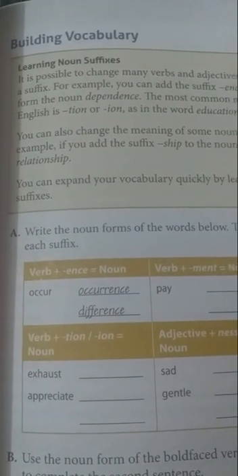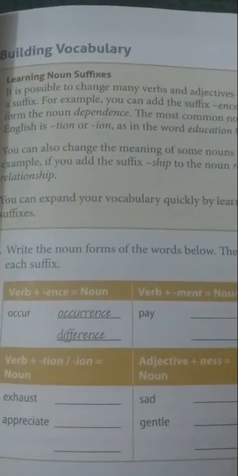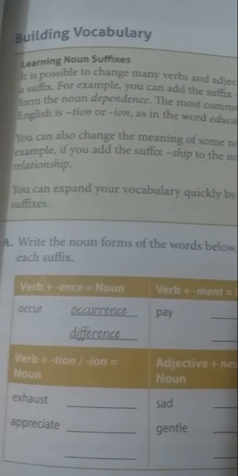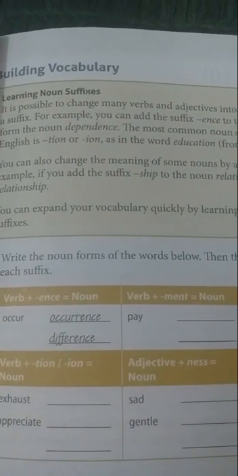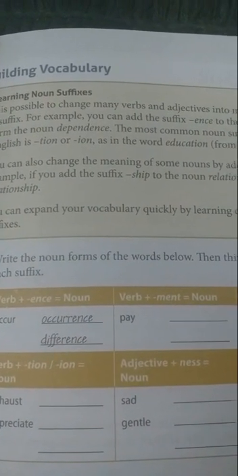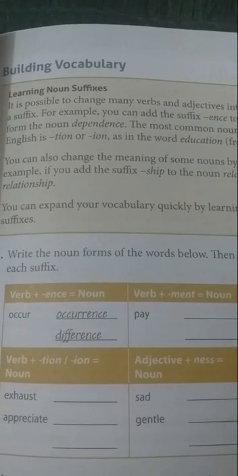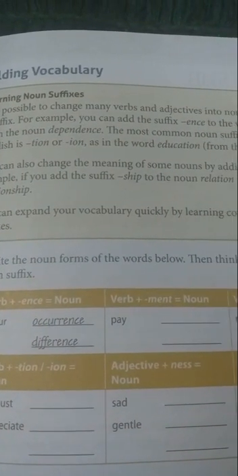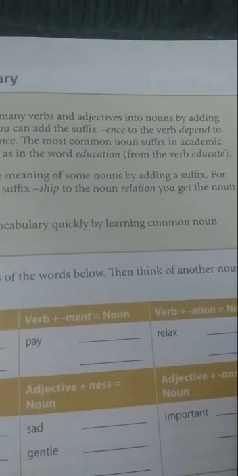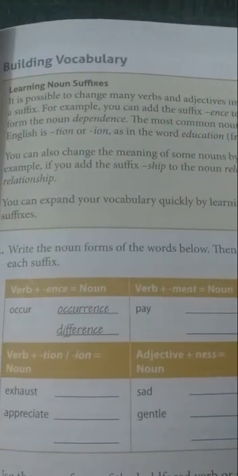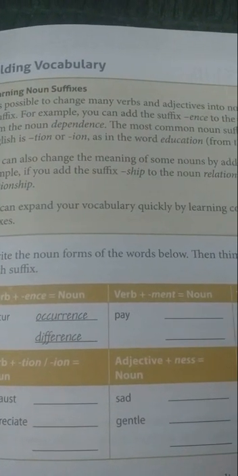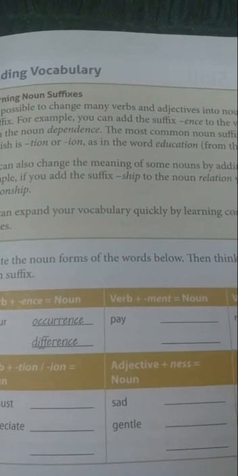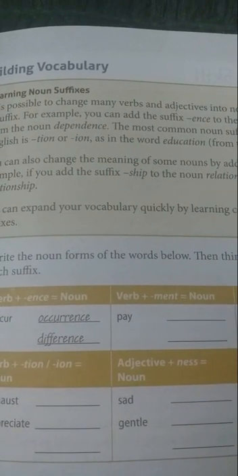Okay. Now let's read what is written here in the book and examine it carefully. It's possible to change many verbs and adjectives into nouns by adding a suffix. So here we will learn how to change verbs and adjectives into nouns. For example, you can add the suffix ence to the verb depend in order to make it the noun dependence. Notice the verb depend: by adding the suffix ence, it becomes the noun dependence.